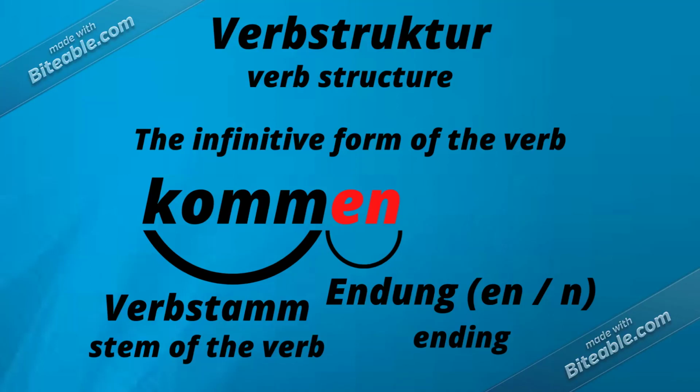Verbstruktur. That means verb structure. Let us analyze a verb that you have already learned. Kommen. That means to come. This form of the verb is known as the infinitive form of the verb. Every infinitive form has a stem or the verb stem and an ending or Endung. All the verbs in infinitive form have either the ending en or n. In this way, you can organize the infinitive form of the verb very easily.